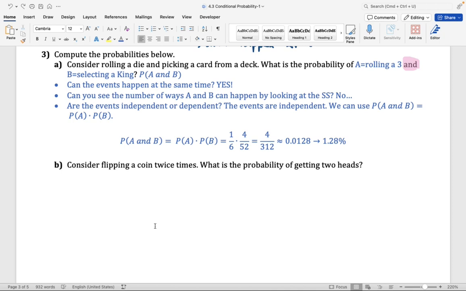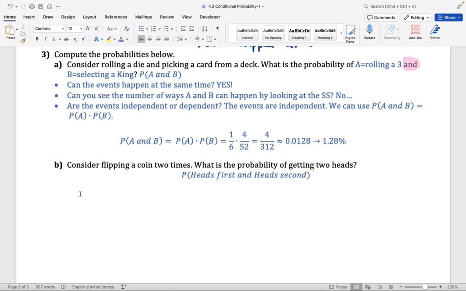Let's go ahead and consider another example. Imagine you're flipping a coin 2 times. Okay. Again, here we're considering flipping a coin 2 times. What is the probability of getting 2 heads? Here we're wanting to find the probability of getting a heads first and a heads second. That is the probability that we're wanting to find.